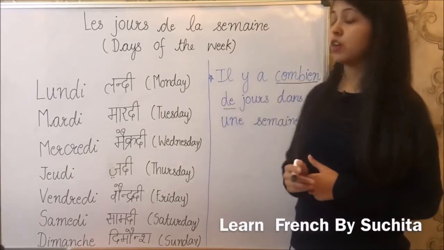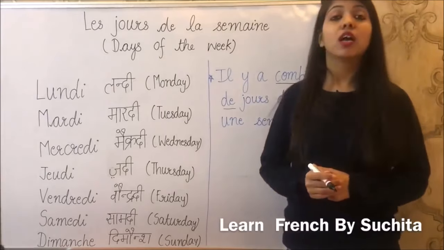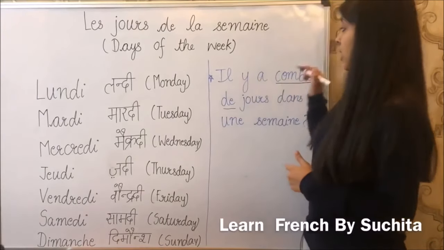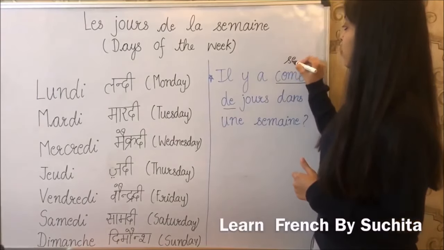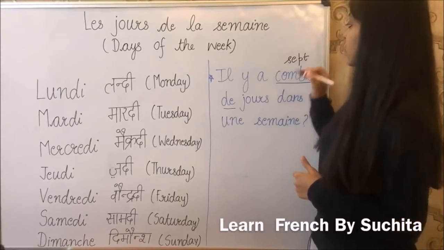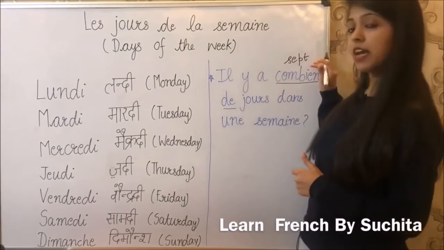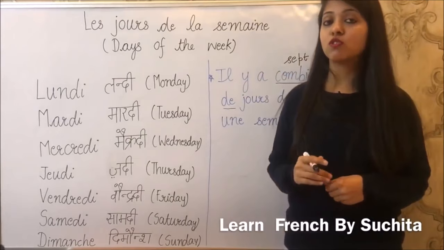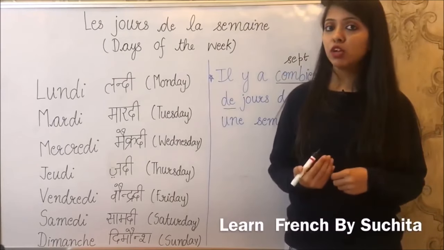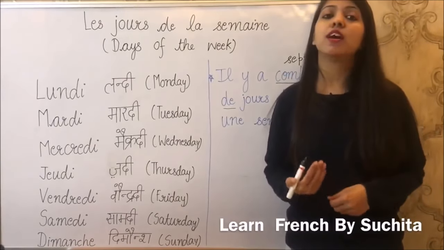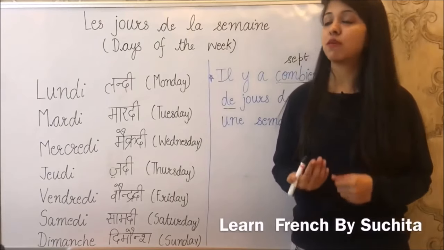Alors, we'll reply to this question. There are, il y a, instead of writing combien de, we can write sept. Il y a sept jours dans une semaine. Il y a combien de jours dans une semaine? Il y a sept jours dans une semaine.